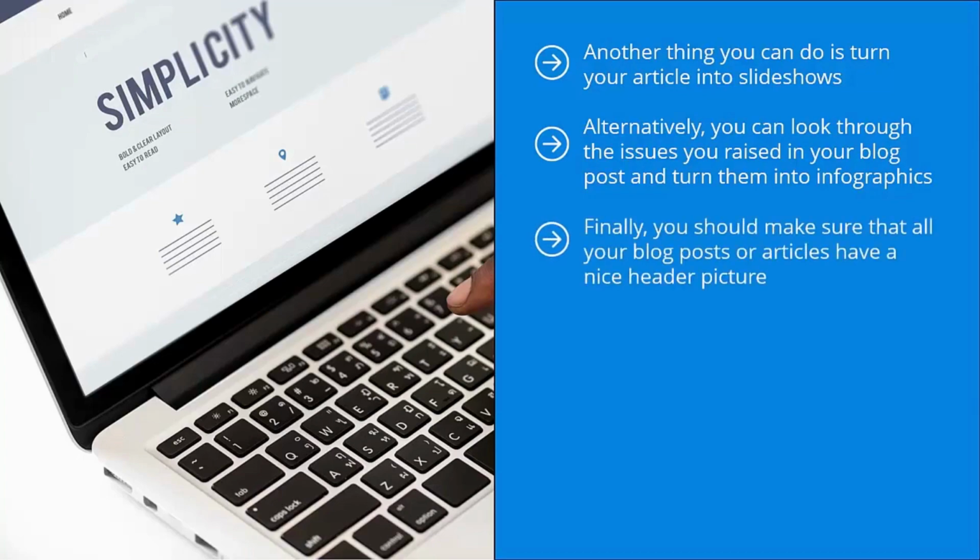Finally, you should make sure that all your blog posts or articles have a nice header picture. This way, when you load the link on Facebook, a nice preview shows up. It grabs eyeballs and people are excited to share the content.